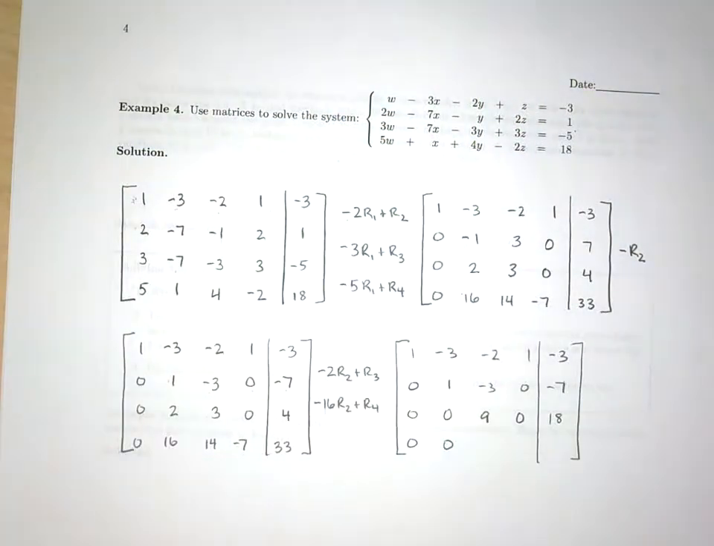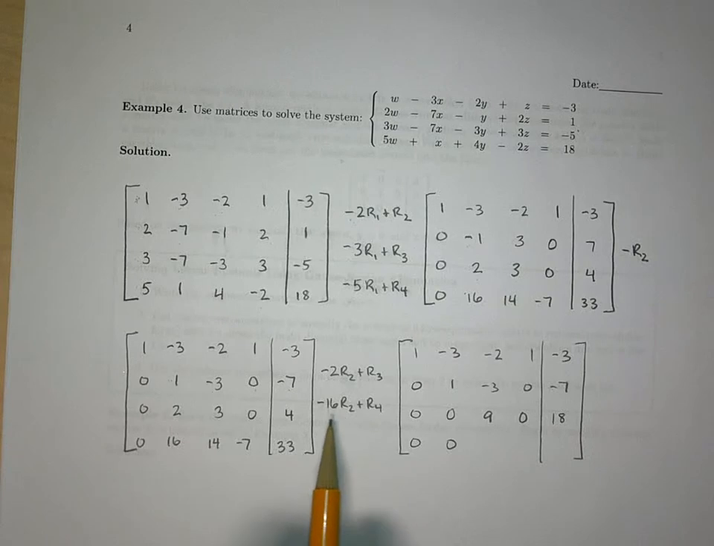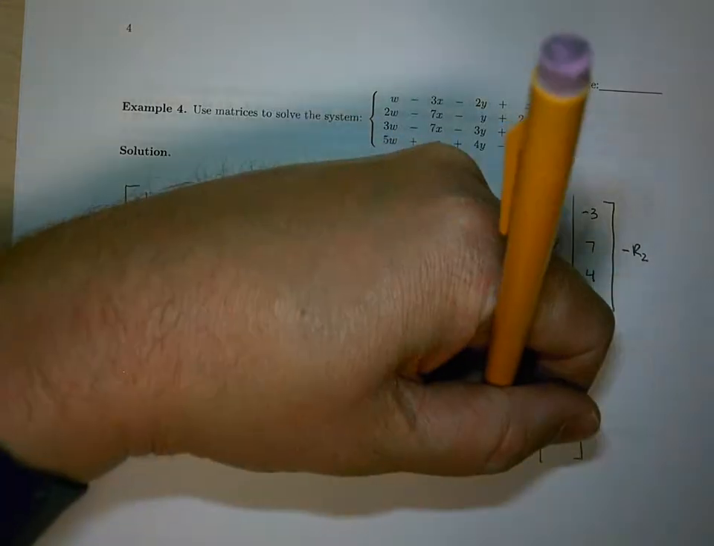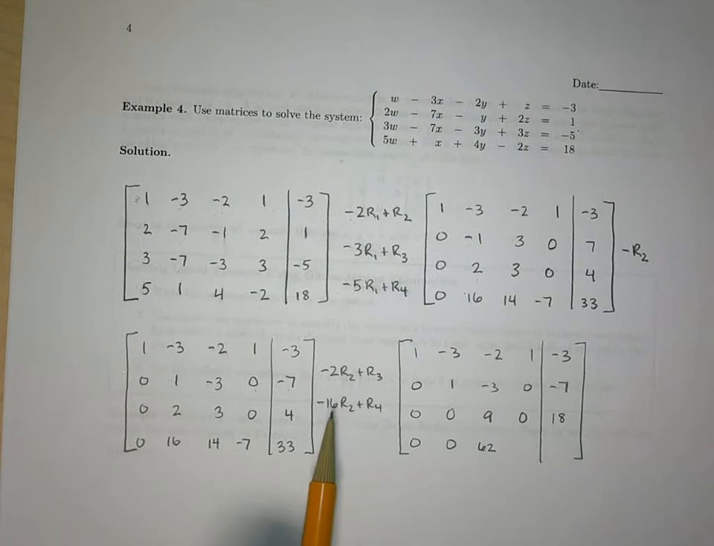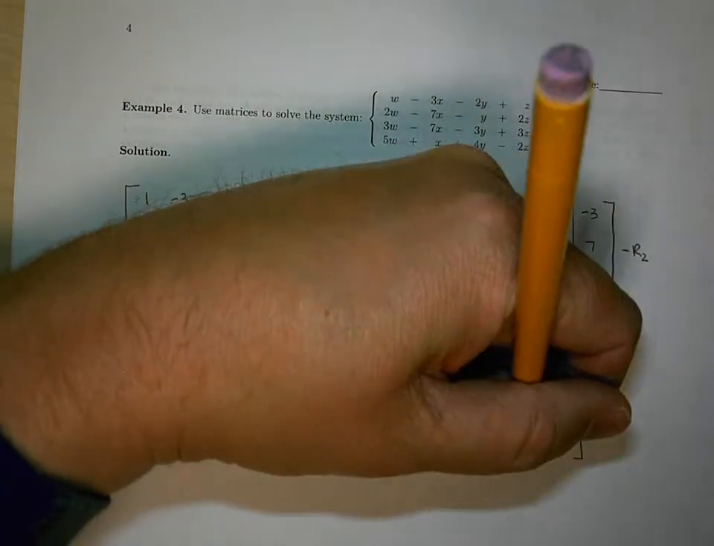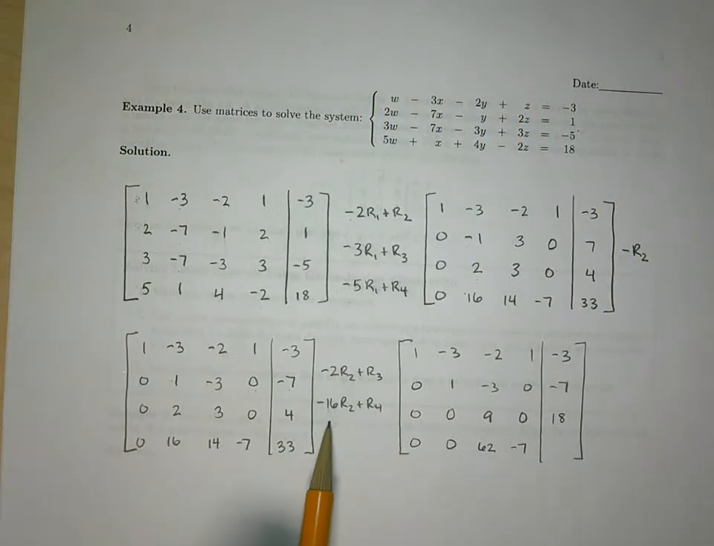And now we check out the fourth row. Again, starting in the y column, so we're doing negative 16 of row 2 plus row 4. Negative 16 times negative 3 is 48, plus 14 is 62. Going to the z column, negative 16 times 0 is 0, minus 7 is negative 7. On the right side, negative 16 times negative 7 is 112, plus 33 is 145.